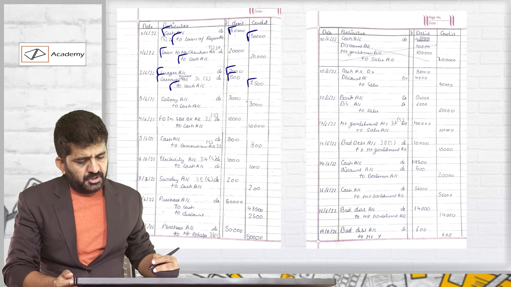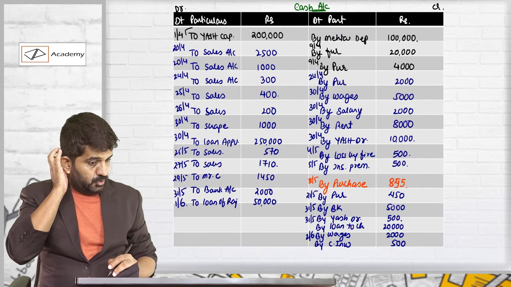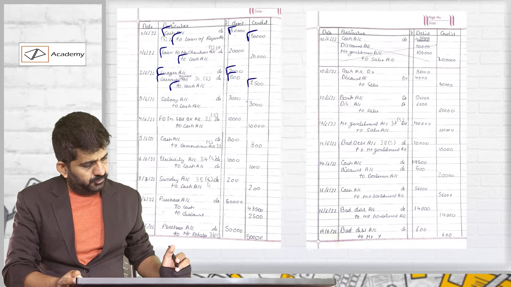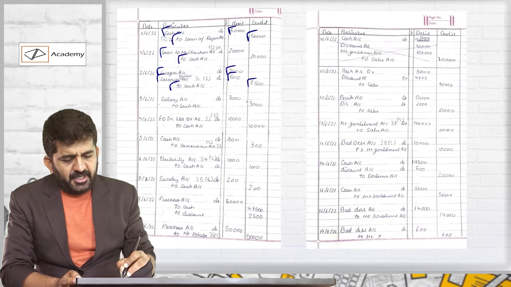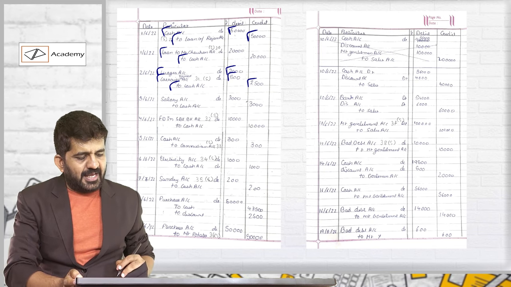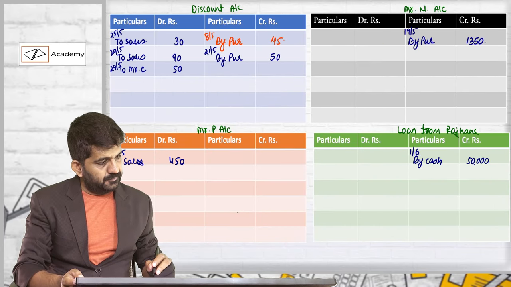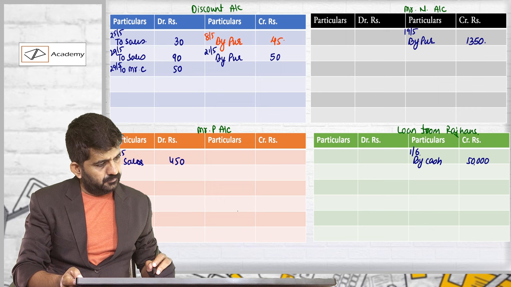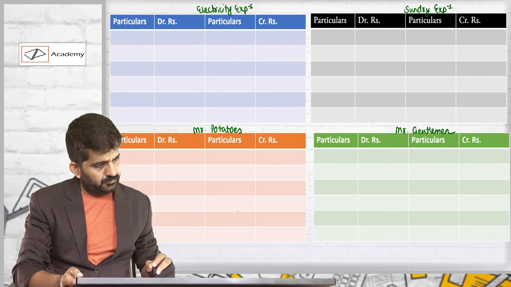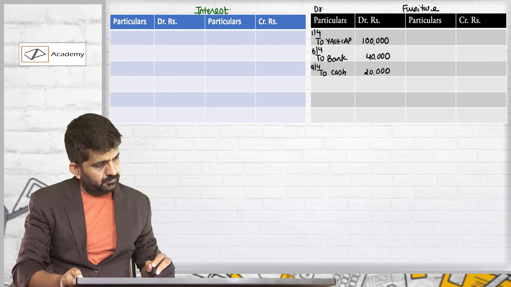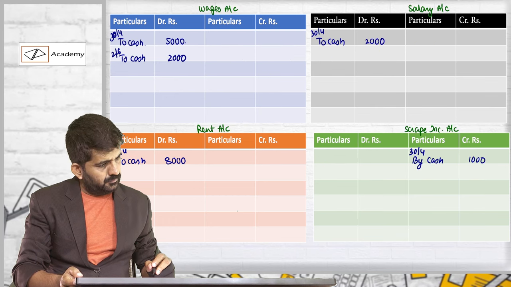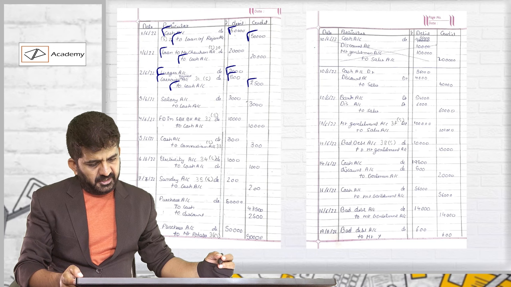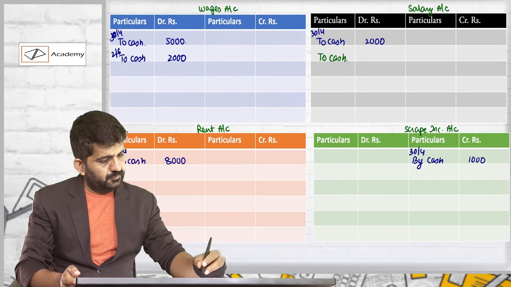Salary account debit to cash 3000. So I will require a new page in a cash account. Salary account debit to cash. Again, two effects. So I can post it easily. Salary account debit side to cash. Date is 3rd June, amount is 3000 rupees.